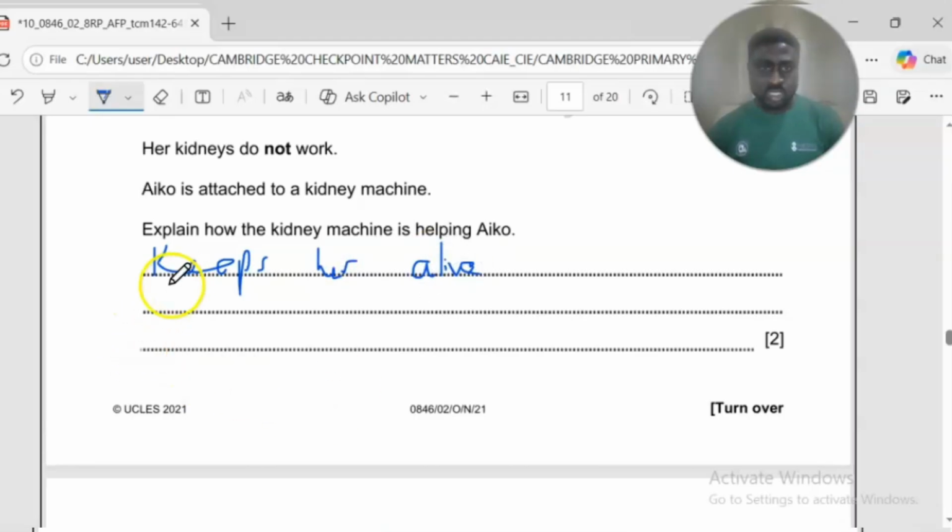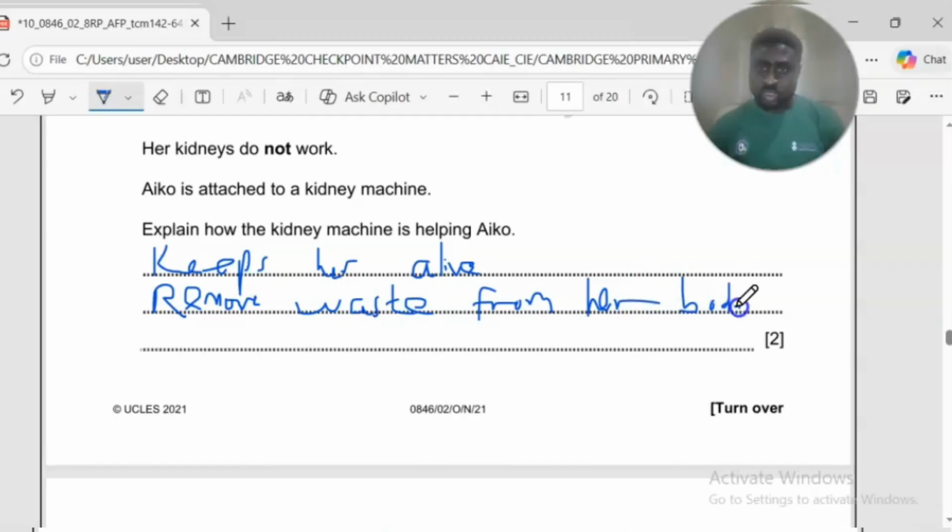You could also say it helps to remove waste from her body.